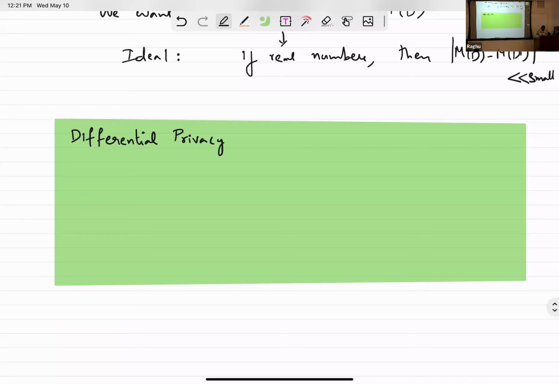Part of the challenge is just coming up with the right definition. And this was done in a paper by Dwork, McSherry, Nissim, and Smith in 2006. It's a very important paper. It has won several awards, more or less just for introducing this definition.